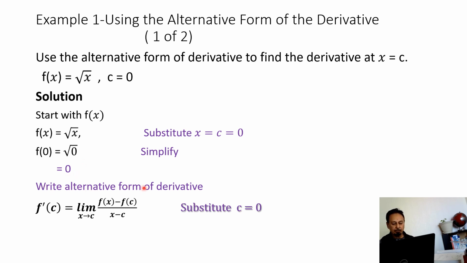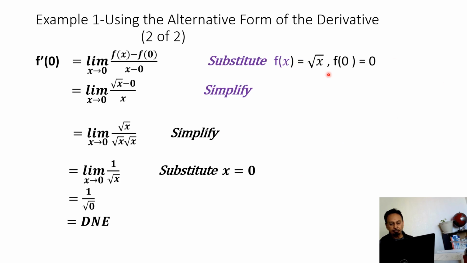Now let's write the alternative form of derivative. f prime c equals the limit as x approaches c of f of x minus f of c over x minus c. Now substitute c equals 0. The alternative form becomes f prime 0 equals the limit as x approaches 0 of f of x minus f of 0 over x minus 0. Now we substitute f of x equals the square root of x and f of 0 equals 0. So we have the limit as x approaches 0 of the square root of x minus 0 over x.